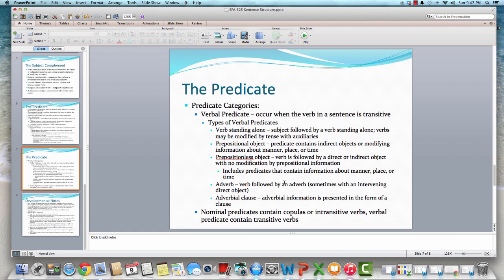The pan hit the table. You give her the money. So there's no preposition. It includes predicates that contain information about manner, place, or time. We have the adverb verbal predicate, where the verb is followed by an adverb, sometimes with an intervening direct object. The clinician conducted the screening hastily. So in that sentence, the screening is the direct object, but hastily is an adverb modifying the verb, which becomes the verbal predicate. And then the adverbial clause is where adverbial information is presented in the form of a clause.